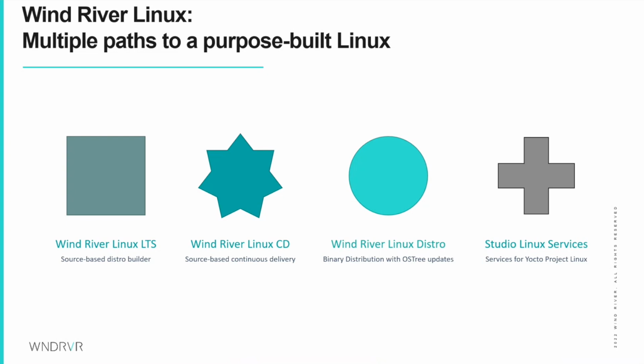Now, Wind River's been in this business a long time. We have a number of different solutions, a number of different paths to a purpose-built Linux. And I'll address some of these in more detail later, but let's just look at the overall view. So the first thing that we have is what's called Wind River Linux LTS, long-term support. That is our source-based offering, based on the Yocto Project, that allows a solution developer to control every aspect of their Linux environment. Not only what packages are involved, but kernel operands, all sorts of capabilities in a very detailed manner.